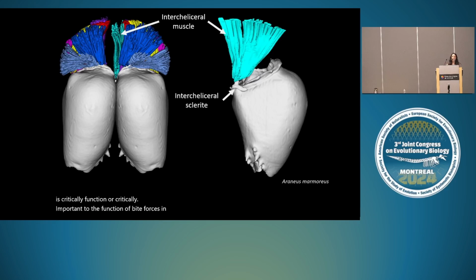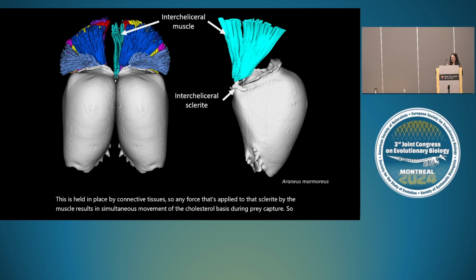And that muscle is called the intercheliceral muscle, and it's shown in light blue here. It attaches to the intercheliceral sclerite, which is a tiny little sclerite that sits between the two cheliceral bases. This is held in place by connective tissues, so any force that's applied to that sclerite by the muscle results in simultaneous movement of the cheliceral bases during prey capture.